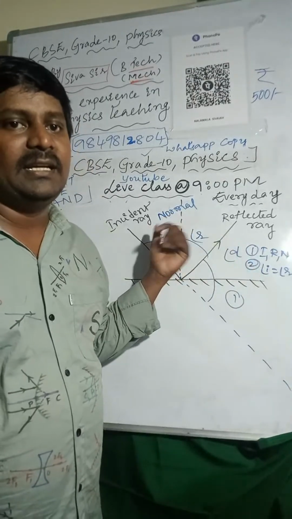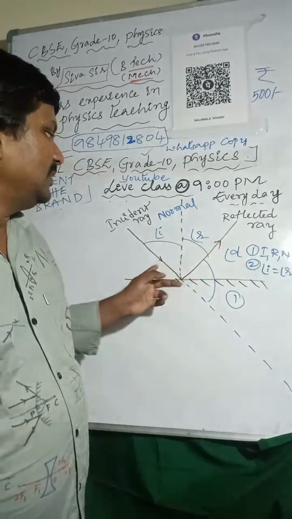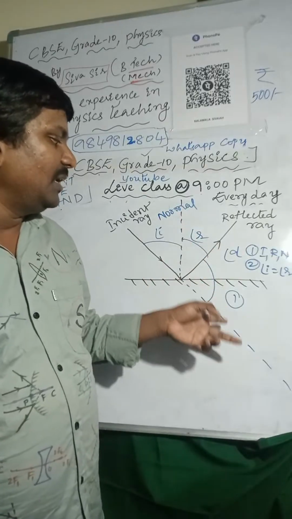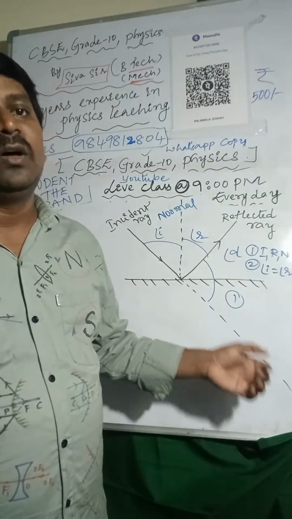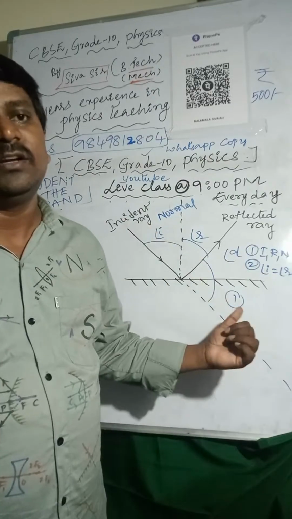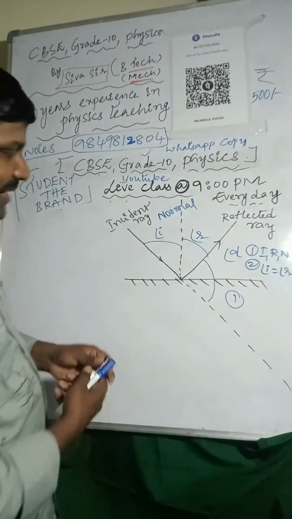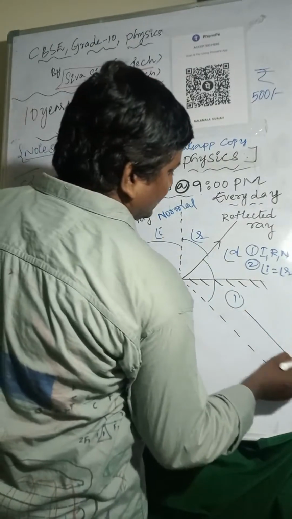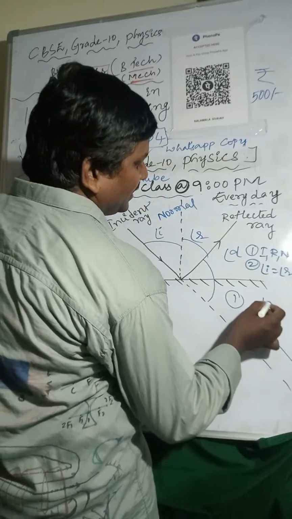Here we have the incident ray, reflected ray and normal line. This is the undeviated line, the path a light ray takes without deviation. Now, if you take this angle, how much is it? This angle is 180 degrees.